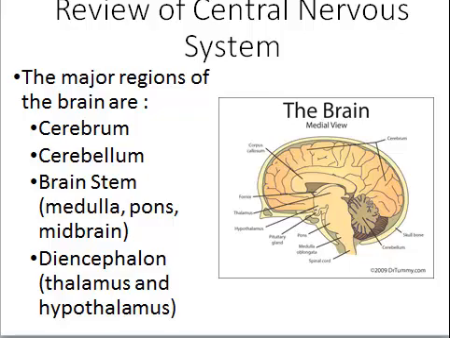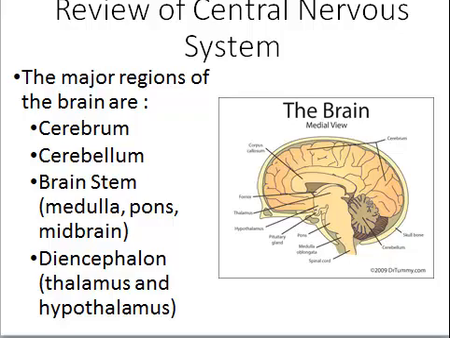So let's do a quick review of our central nervous system, specifically our brain and brain stem. Central nervous system consists of our brain and spinal column. The major regions of the brain are the cerebrum, the cerebellum, the brain stem, which consists of the medulla, pons and midbrain, and the diencephalon, which is our thalamus and hypothalamus.